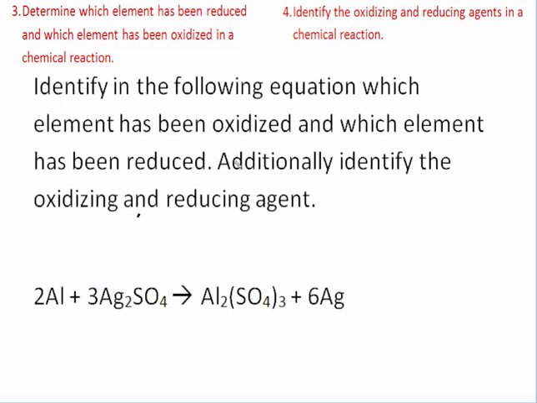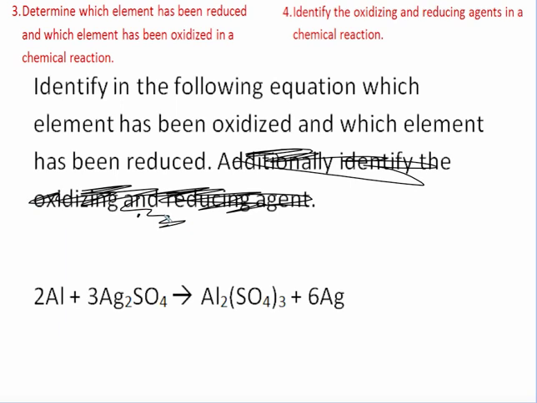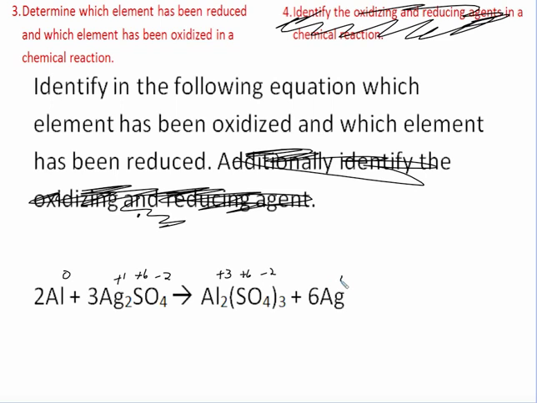Let's just do another one here. Now, this oxidizing and reducing reagent, we don't have to do that in AP anymore, so I'm not going to do that because I don't want to confuse people. So let's just skip that. We're not going to do that anymore. All right. So anyway, first thing, assign oxidation numbers. 0. Silver is always +1. Oxygen's -2. Sulfur is +6. Aluminum is always +3. Oxygen's -2. Sulfur is +6. And sulfate. Silver is 0.